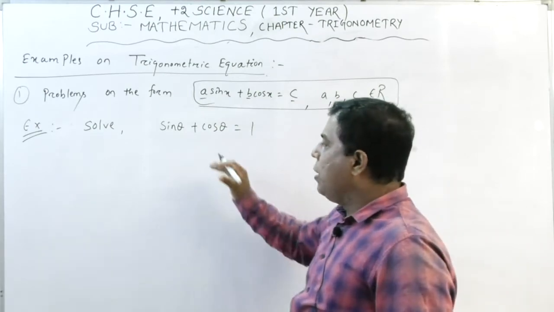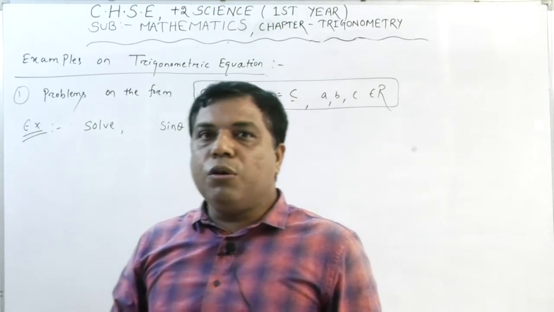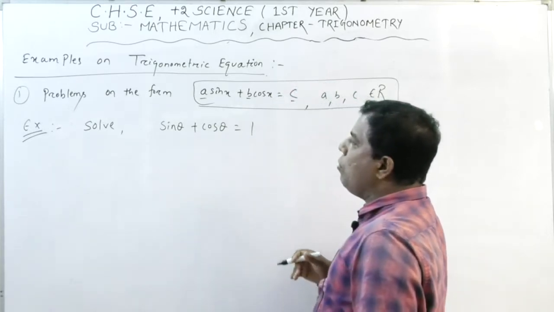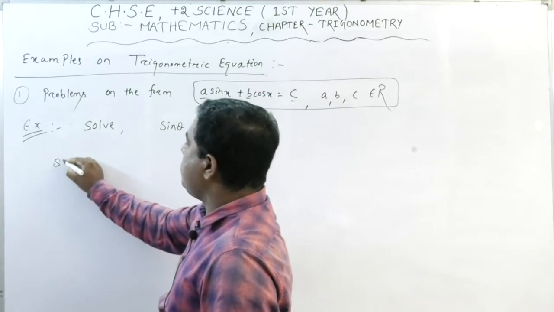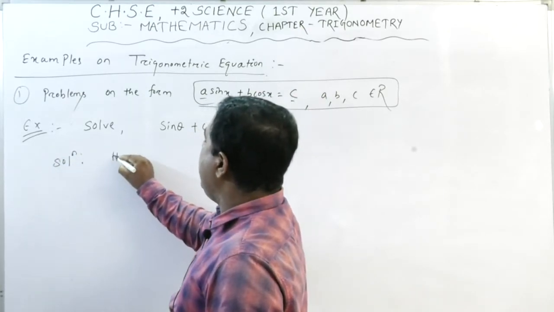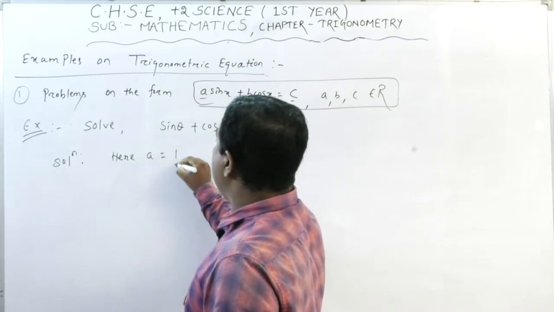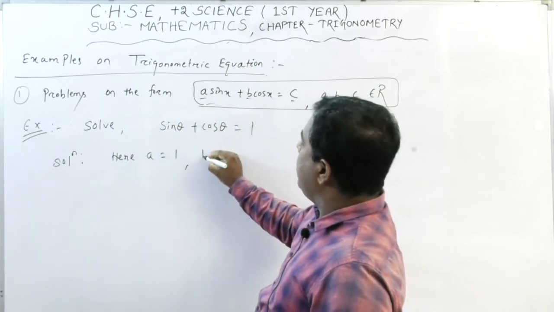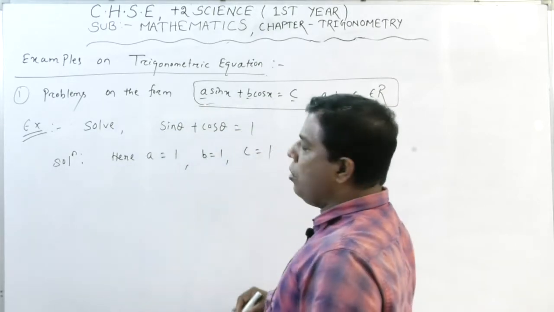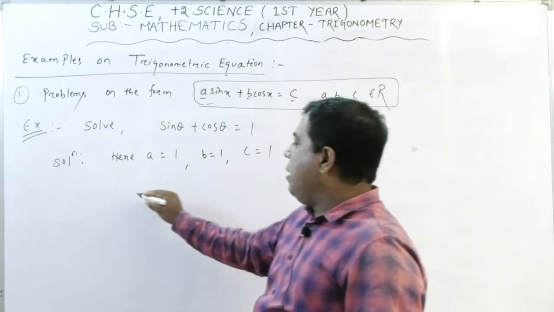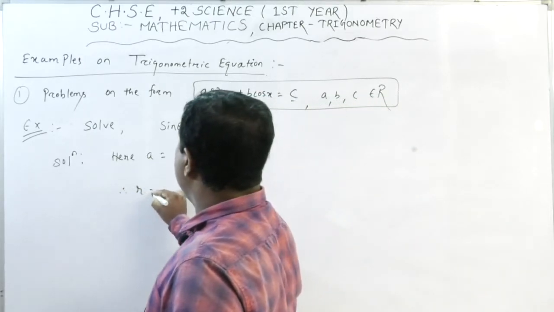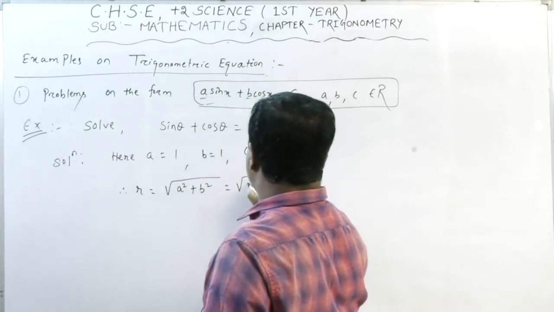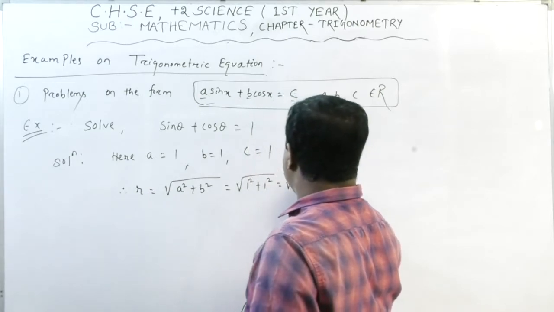The solution means to find out this unknown value. So what procedure should we adopt? Here sin theta plus cos theta is equal to 1. If you compare to the original general form, a is equal to 1, b is also 1, and c is also 1. Yes or no? Therefore r equals root under a square plus b square, which is equal to root under 1 square plus 1 square, and it is root 2.